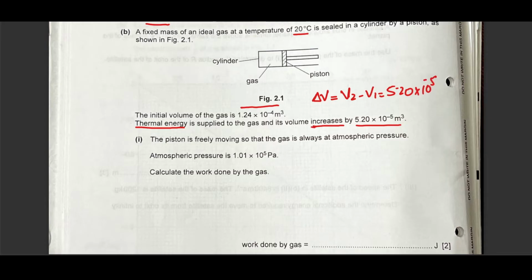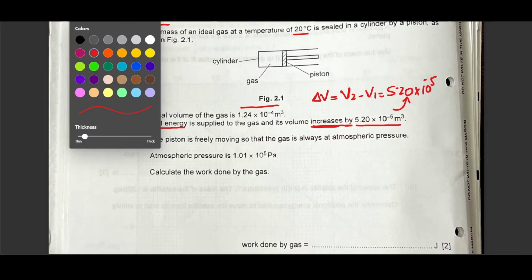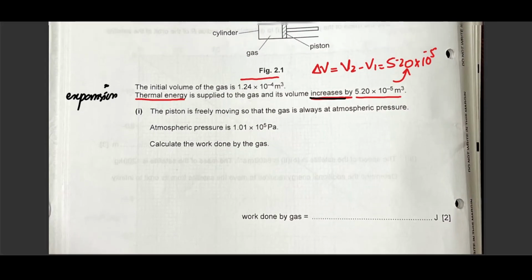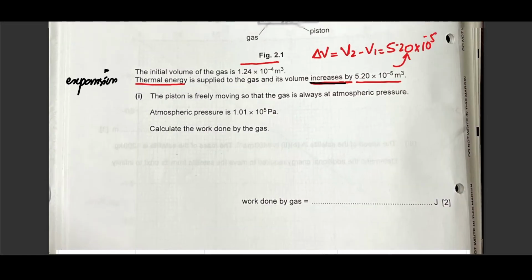This increases by means that it has already changed by this value, right? So this was one of the confusions that might cause trouble for you. And it is moving, or expanding, as the volume increases. So it is a case of expansion, right? So an initial guess would be that it has to have a negative sign, right? But we will see that it will not be the case over here.